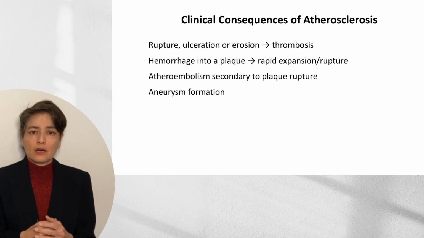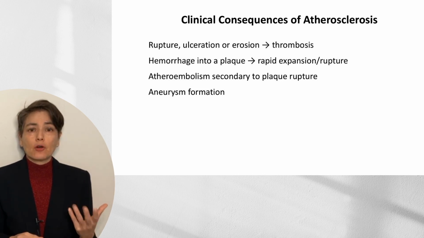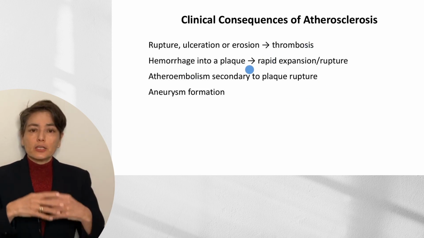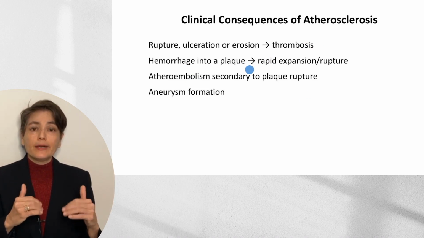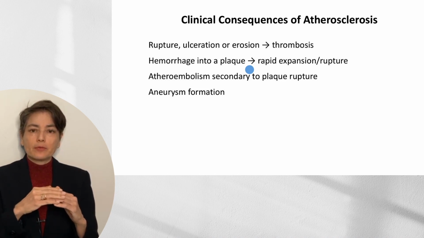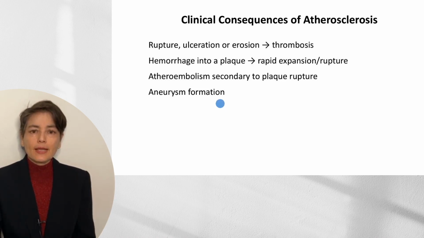So let's talk about the clinical consequences of atherosclerosis. What happens when things go bad? As I mentioned, you can have rupture, ulceration, or erosion of that fibrous cap, which can lead to not only thrombosis, but also atheroembolism as that material is ejected into the bloodstream. Conversely, instead of material being ejected out, you can have inpouring of blood, high pressure blood in an artery, into that plaque. If the fibrous cap tears under high pressure, blood can enter and blow up that area like a balloon. And then finally, we can have aneurysm formation, and I'm going to address that at the end of this video.